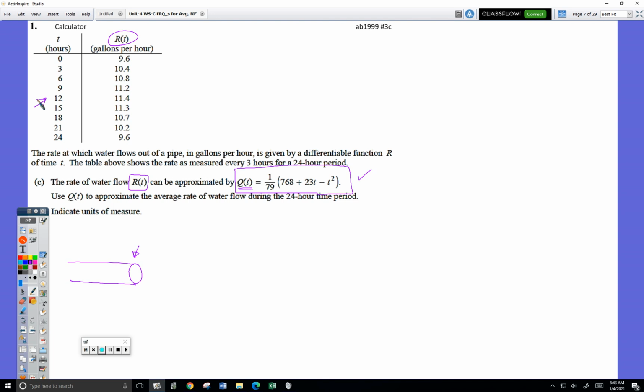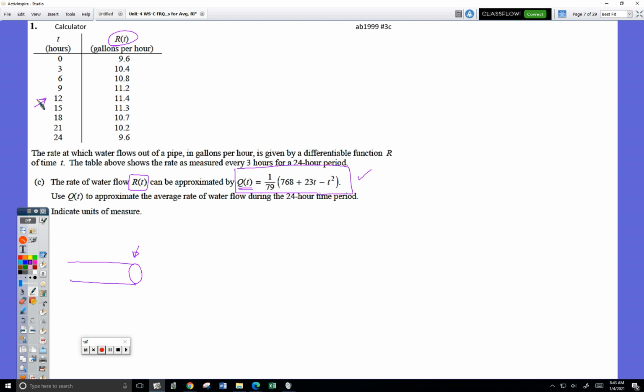We need to talk more about the difference between R and Q. It's important that you notice the difference. They will test you on it. They've done it pretty much every year for several years now. Okay, so it's important that as you're reading the problem, you keep track of, am I supposed to be using R or am I supposed to be using Q?